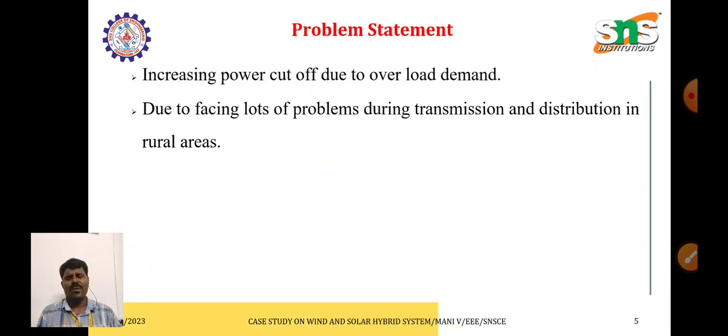So what is the problem? Why do we have to go for this case study of a wind and solar system? One is the increasing power cutoff due to the overload demand.